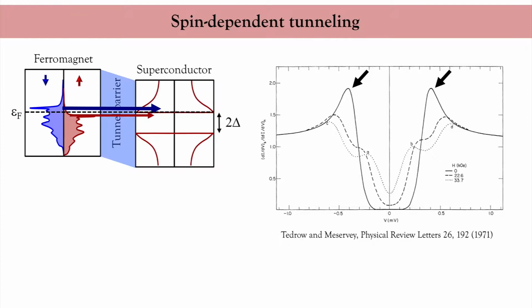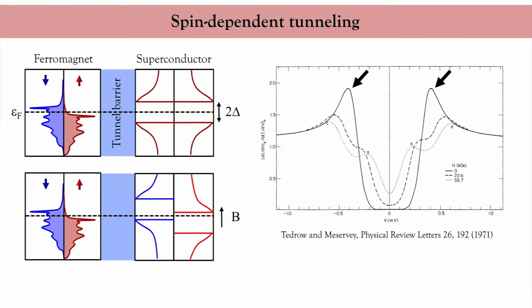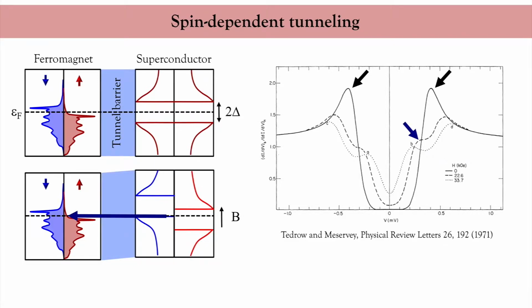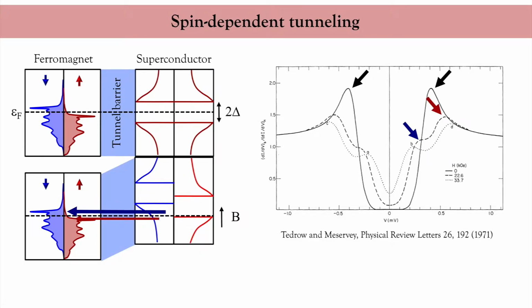Now let's do it again, but while applying an external magnetic field. If the field is not too strong, you don't break the superconductivity and simply split the density of states of the superconductor. You see that things are becoming more interesting. If I apply a positive bias, the Fermi energy of the metal will first meet the up quasi-hole bands. And if I increase further, it will meet the down quasi-hole band. Since up and down electrons have different density of states, I shall obtain two different conductances.